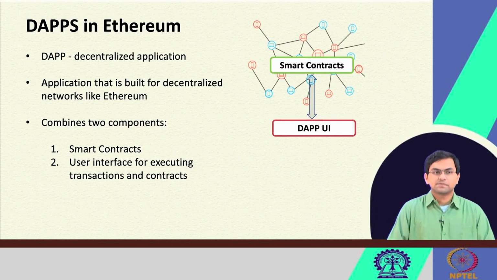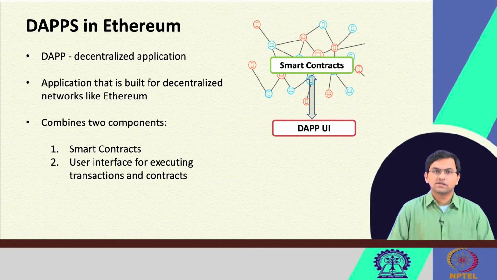So, what are dApps in the context of Ethereum particularly? dApps in general are decentralized applications, the applications which are not running on any centralized server or with any central authority. Instead, they are run in a completely decentralized setting by multiple independent participants. In the context of Ethereum, an application which is built for the Ethereum decentralized network is a dApp.